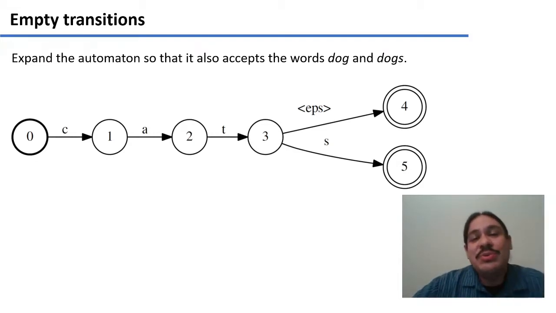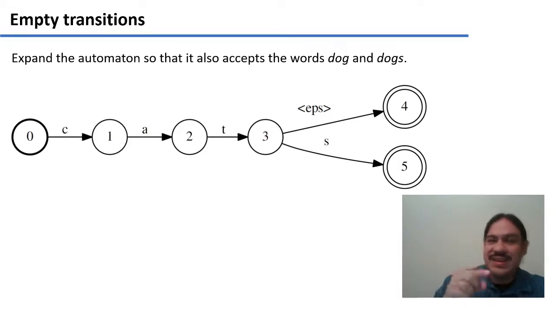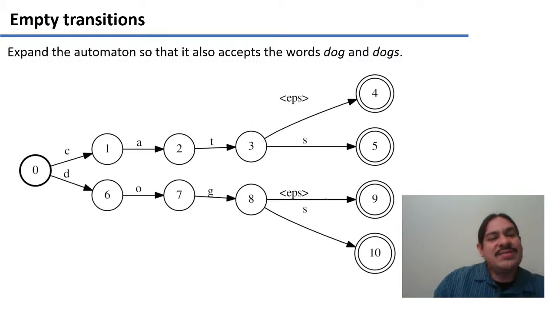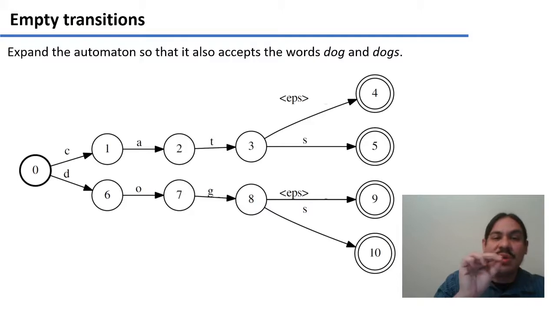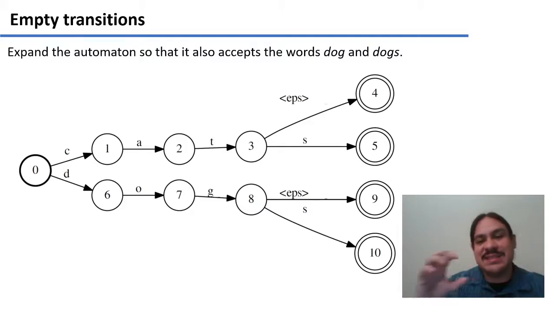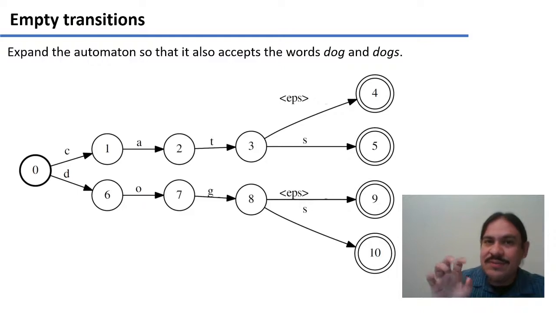Quick question, how would you expand this finite state machine to accept the words dog and dogs so that it accepts four things, cat, cats, dog, and dogs? Let's look at it. You could have something like this. The upper part is what we had before. So if you go 0, 1, 2, 3, 4, you would see that it has cat and then epsilon, so cat, and we reach state 4, and in state 4 we have cat. If we go 0, 1, 2, 3, 5, we have cats. By the time we reach the end state 5, we have cats.